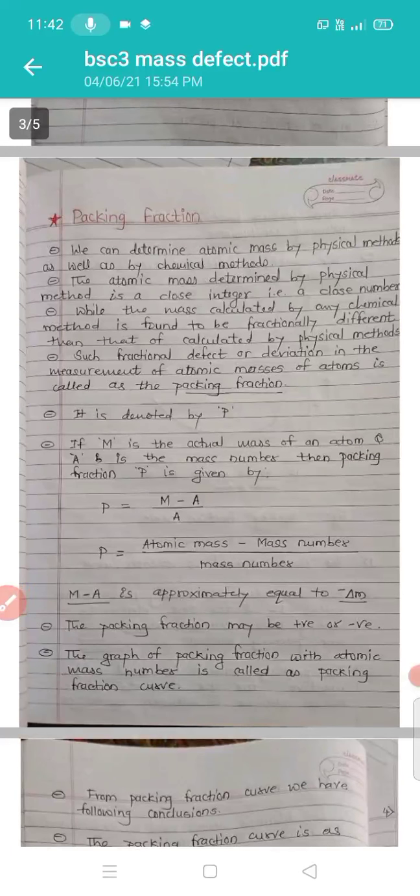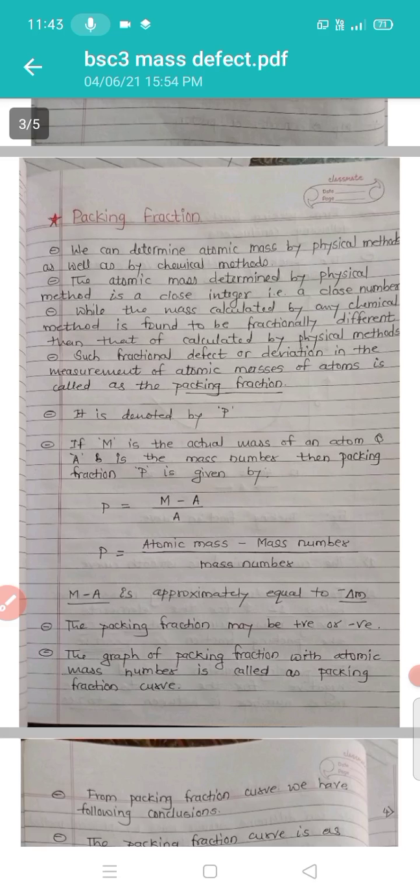We can determine atomic mass by two methods, physical as well as chemical methods. The atomic mass determined by the physical method is a closed integer, that is a closed number, while the mass calculated by any chemical method is found to be fractionally different than the calculated physical method. Such a fractional defect or deviation in the measurement of atomic masses of atoms is called packing fraction.